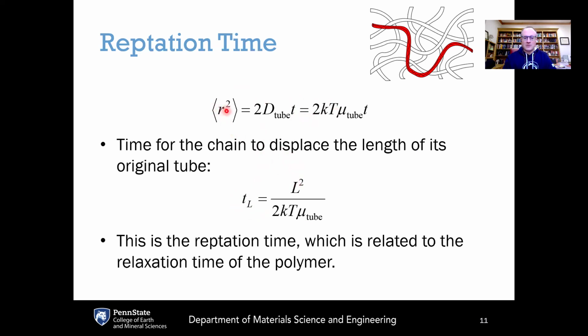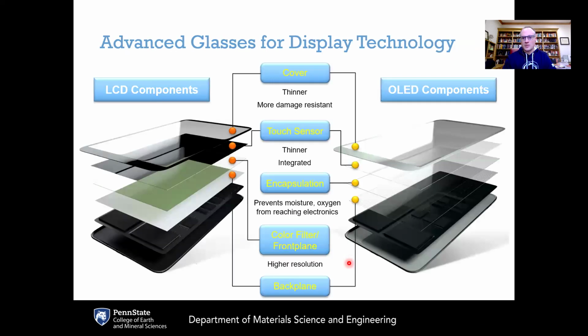So if you put L in for R and solve for the time, we get L squared. So this would be the length of the chain squared divided by 2 times Boltzmann's constant times the temperature times the tube mobility. So in other words, the reptation time is increasing with the squared power of the length of the tube. And this reptation time is important because it relates back to the relaxation time of the polymer, the overall kinetics exhibited by the polymer system.